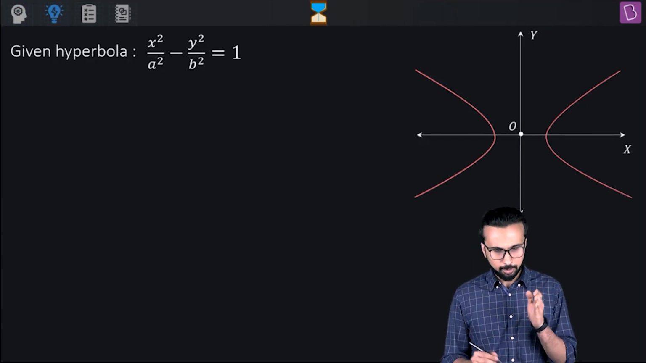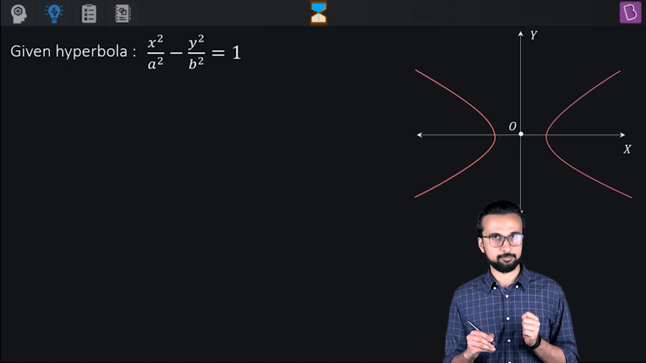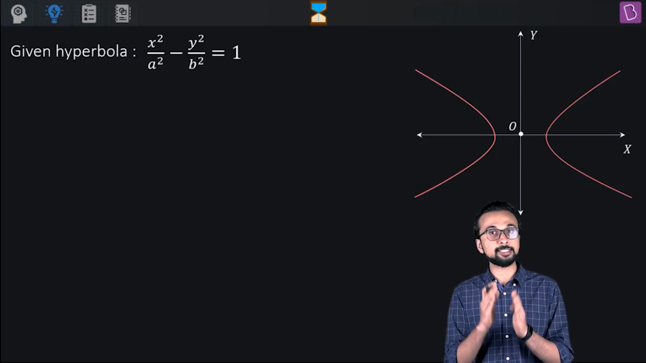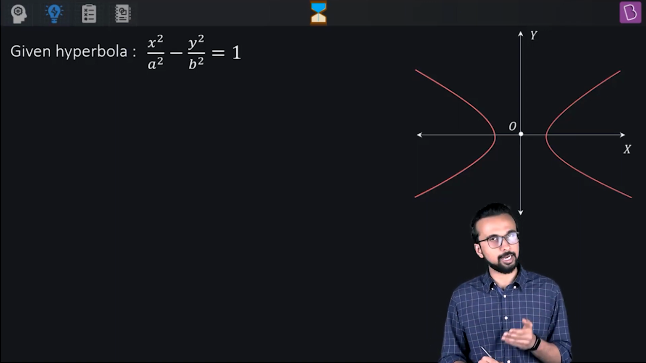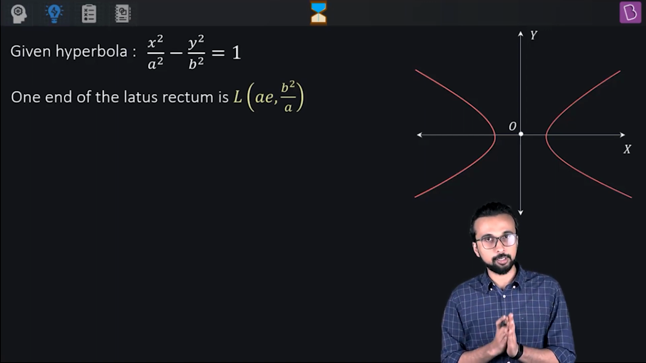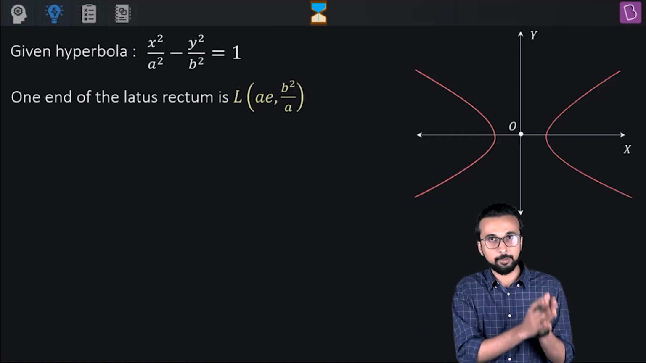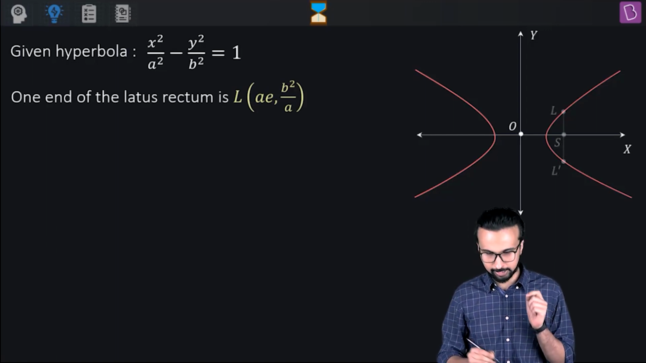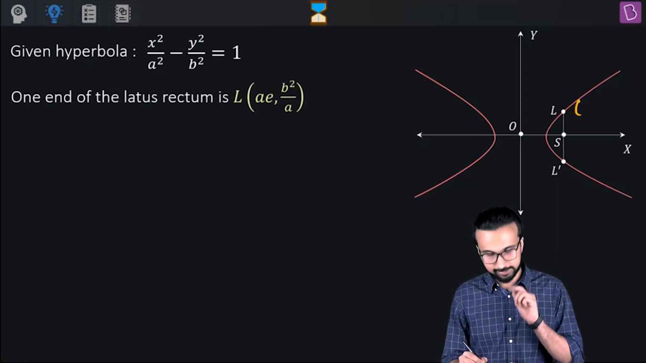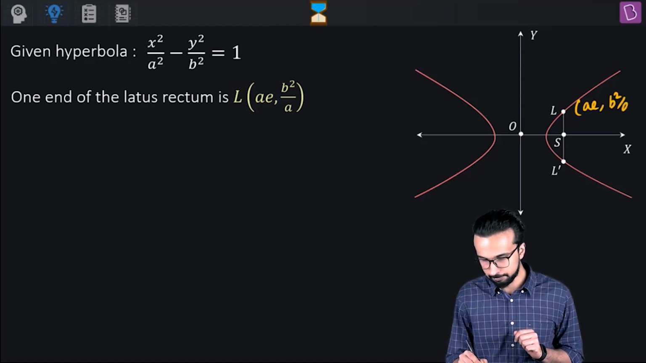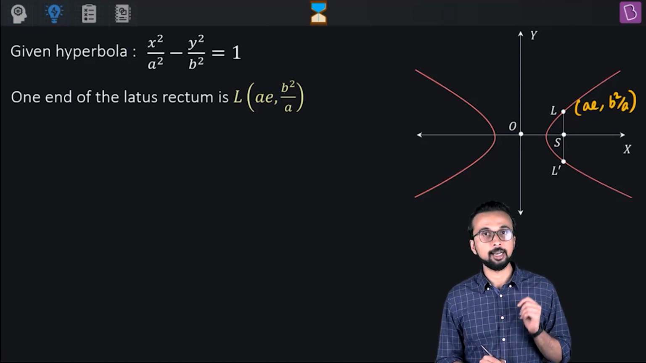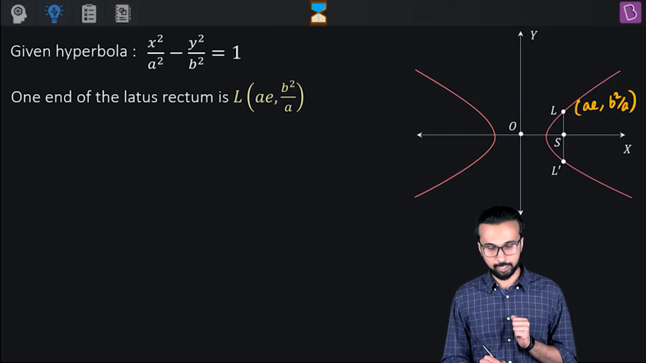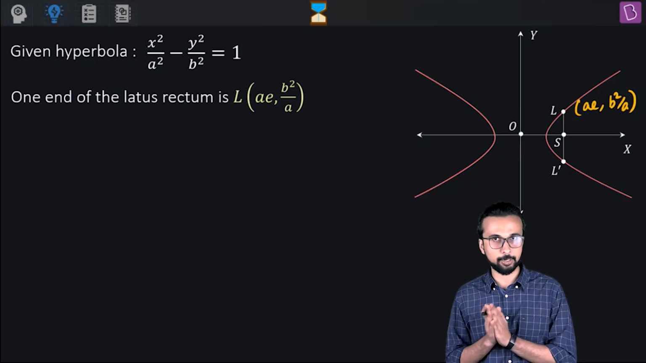Fine. Now, we are told that one end of the latus rectum has a normal passing through it. So, before we continue with this, let's find one end of the latus rectum. We know that it will be going through the focus. So, it will be AE comma B square by A. So, let's assume the latus rectum. We are taking this end of the latus rectum, AE comma B square by A. Now, it's given in the question that a normal passes through it. Okay, there's a normal that passes through the point L, AE comma B square by A.